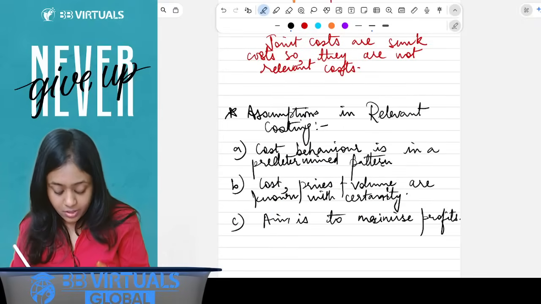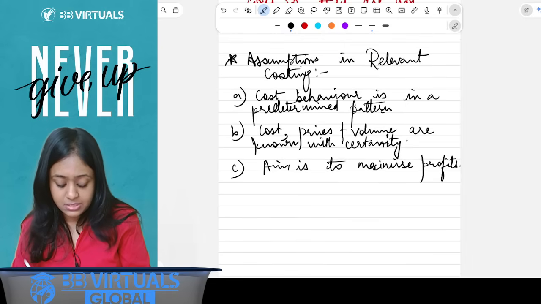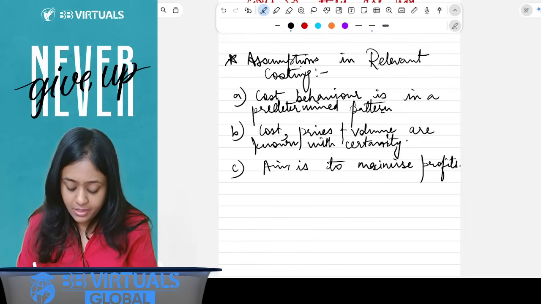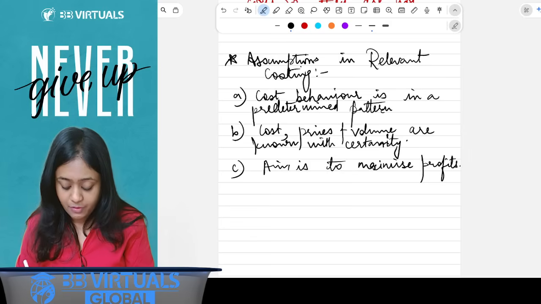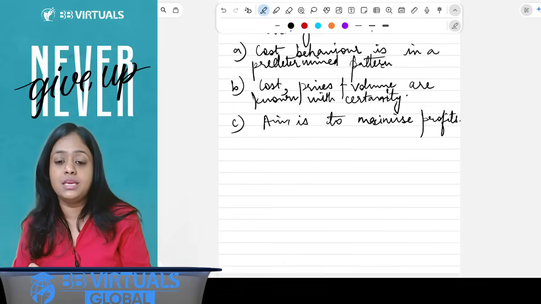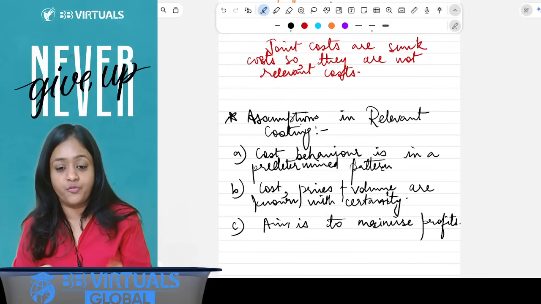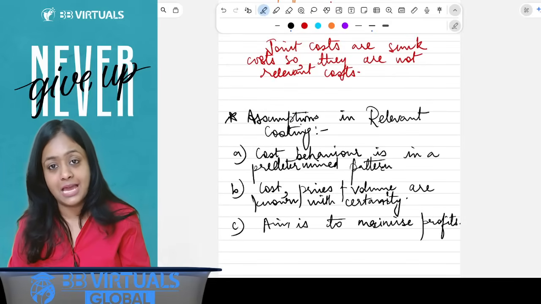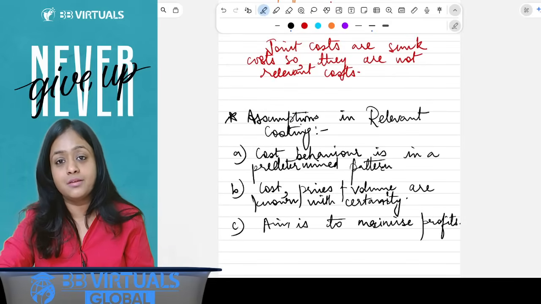What are the assumptions in relevant costing that we take? That cost behavior follows a predetermined pattern, that CVP relationships are known with certainty, and that the aim of the business is always to maximize profit. I think that's the basic aim that a business carries. Let's go to the next topic.